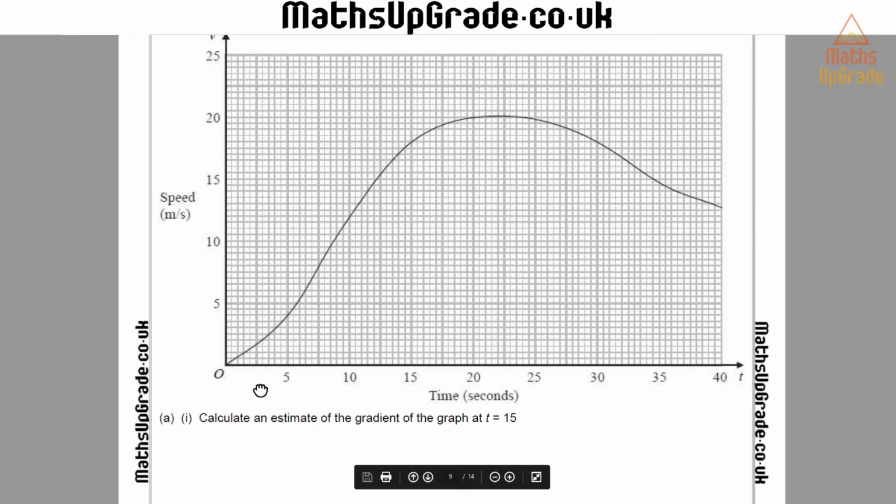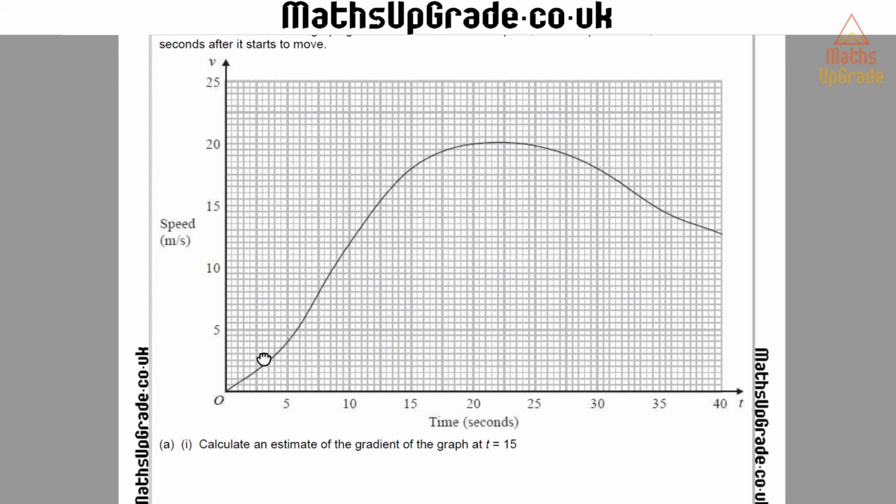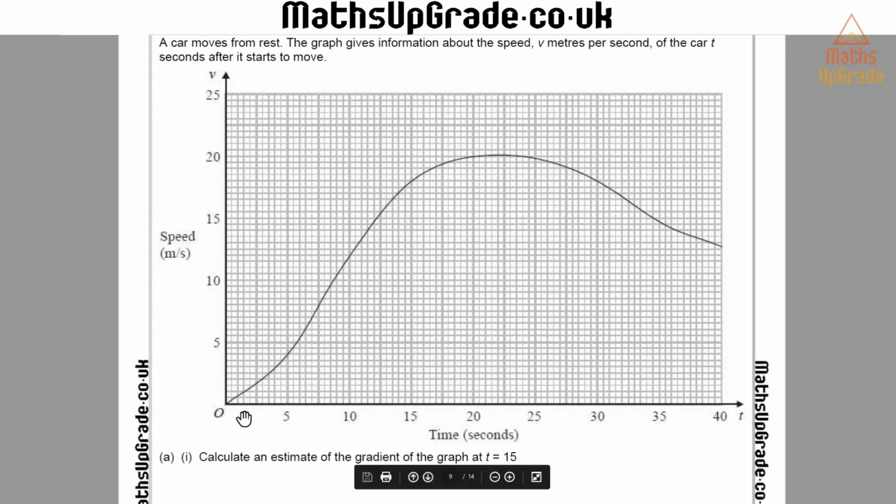And so part A, for the first 3 marks, asks for an estimate of the gradient of the graph at t equals 15. Remember, the gradient is the change in y divided by the change in x. So when t equals 15, you go across this axis to 15, you go up, and at this point you draw the tangent to the line and find the gradient of that tangent. This is how you do it.